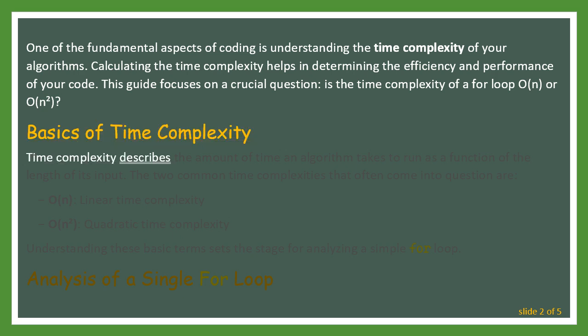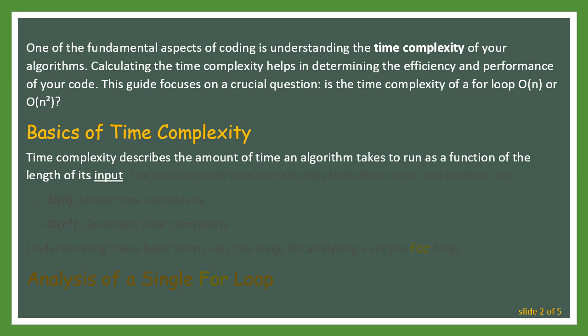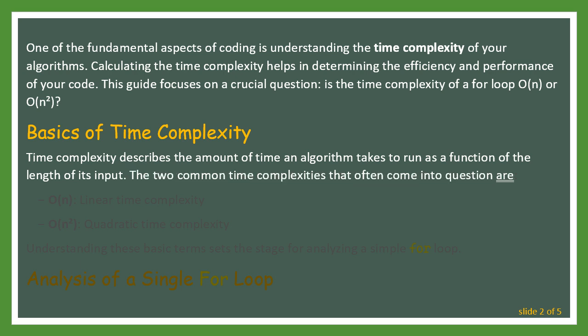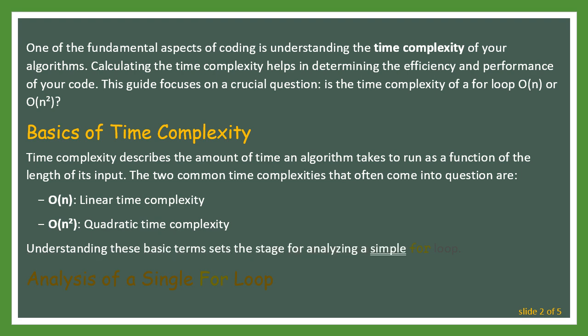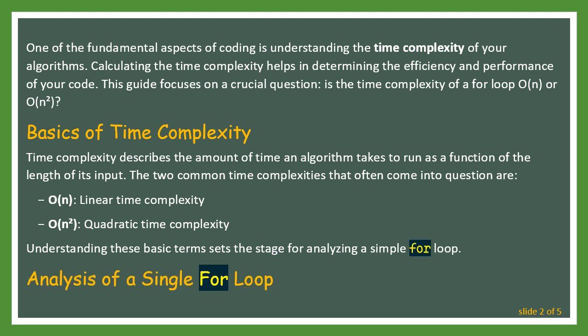Basics of time complexity. Time complexity describes the amount of time an algorithm takes to run as a function of the length of its input. The two common time complexities that often come into question are O(n), linear time complexity, and O(n^2), quadratic time complexity. Understanding these basic terms sets the stage for analyzing a simple for loop.